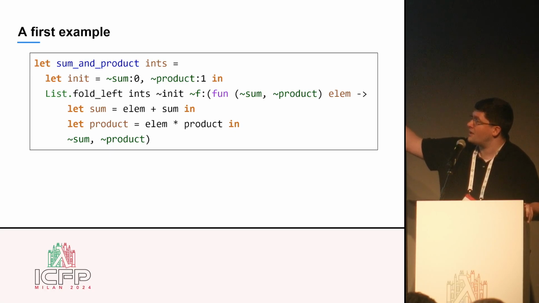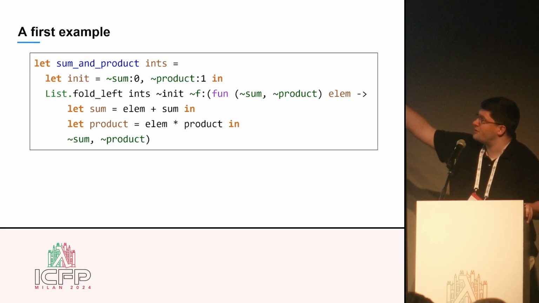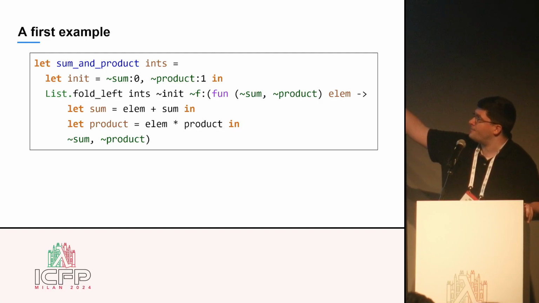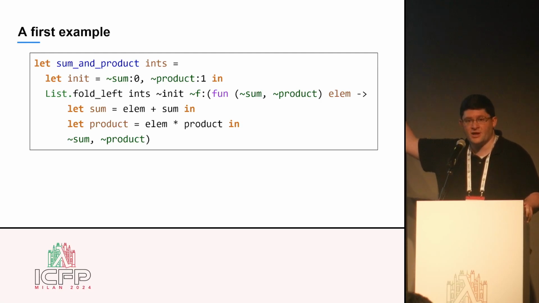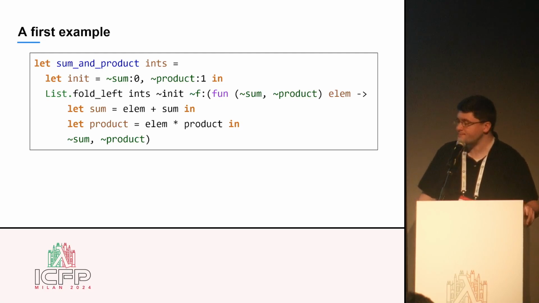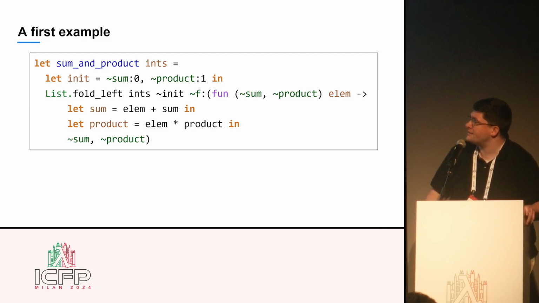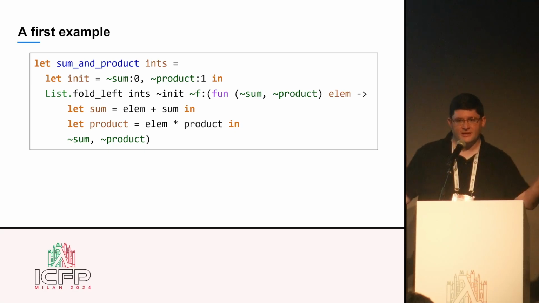And then we fold over the list, and the function that we're folding takes a labeled tuple as an argument and uses a pattern to get out the sum and product fields. That pattern is punned, just like a record pattern can be punned. And then we update the sum and product for the current element and return the new sum and product, again using a pun. So what is the point of these labels?